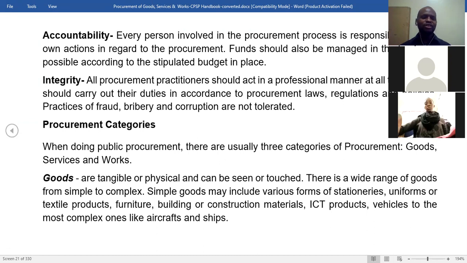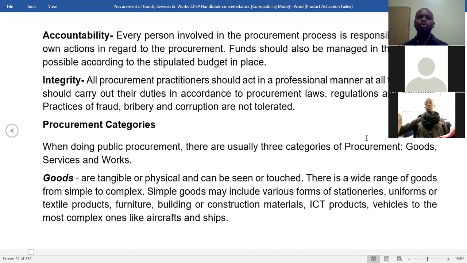The other important aspect is integrity. All procurement practitioners should act in a professional manner at all times. So when you're in the office, you must always act as a procurement officer. You must always be professional in your doings. Some people talk even in their tribe, which is very wrong in procurement. Instead of talking the official language, that is English or Kiswahili, you end up talking your mother tongue, and this will affect even the procurement, because some people might feel as if they are not taken into consideration, and that is very, very bad in procurement.